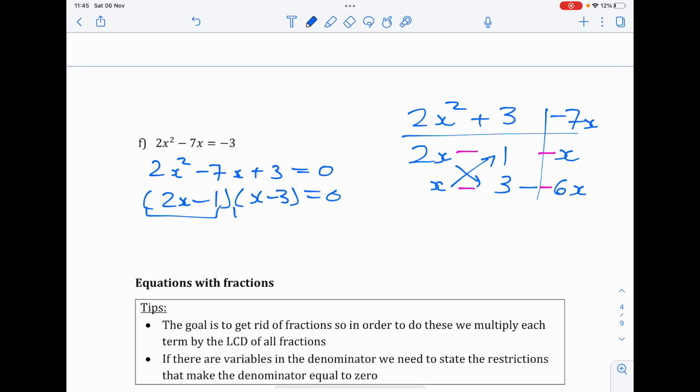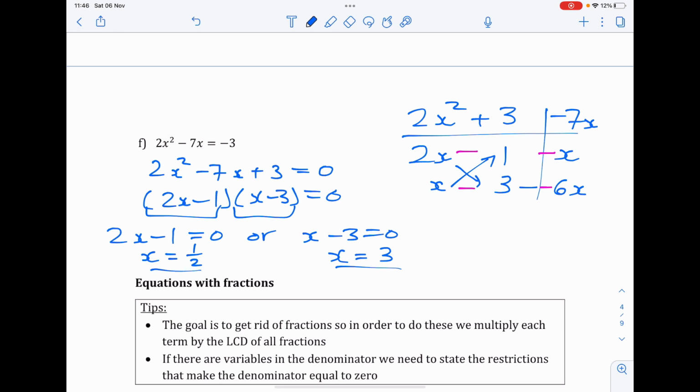And now we make each of these factor brackets equal to 0, and we solve. So x is equal to, I'm just going to jump steps here, x is equal to a half. We first bring the 1 over, divide by 2, and x is equal to 3. And those are your two solutions. Okay.